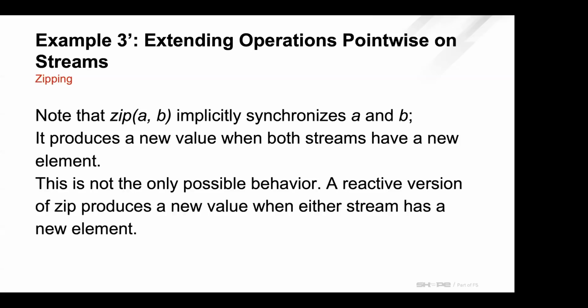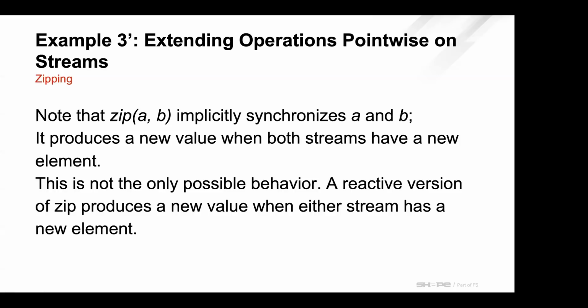Now, the thing about zip is that the way we presented the example with zip, it was doing something interesting. It was implicitly synchronizing these two streams, A and B, because it would produce a new value when both of those streams have a new element. If the streams are produced at differential rates, as they typically are in reality, then we don't have data to zip, and we'll just wait till we do.